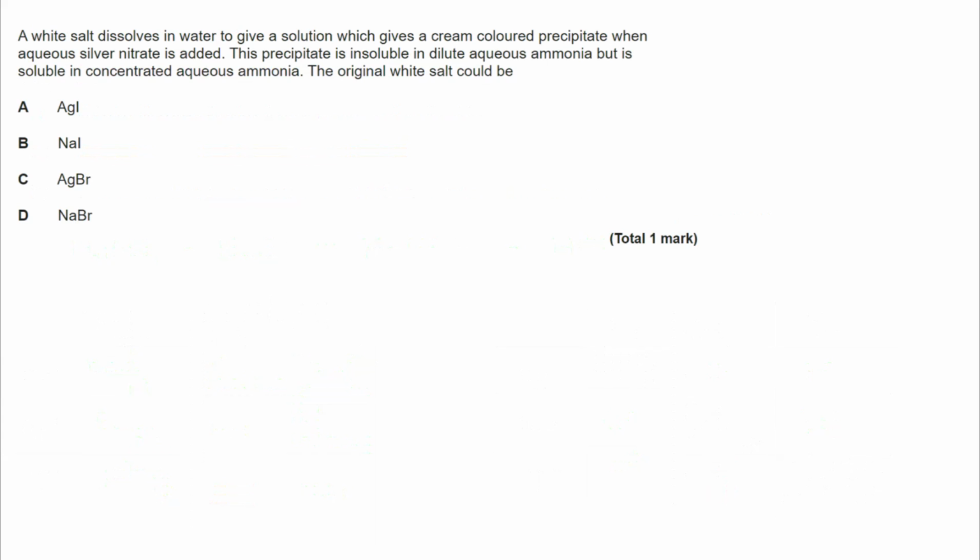And we're back to this idea of testing for halide ions. So a white salt dissolves in water to give a solution with a cream coloured precipitate, and it is insoluble in dilute aqueous ammonia, but it is soluble in conc aqueous ammonia. So I'm going to take away the I minus because that would be a yellow precipitate, and we're down to AgBr and NaBr. And from there, because we're asked about the original white salt, we remember that we make the silver halide. That's what gives us the white, cream or yellow precipitate. So the correct answer is D, NaBr.